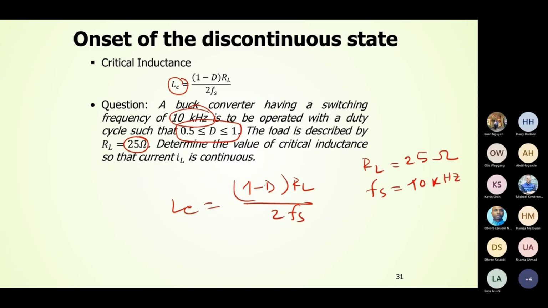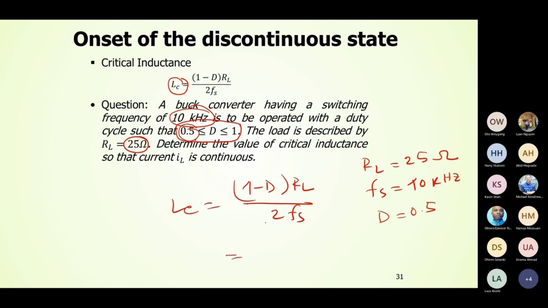Do we know what is the value of D? Any idea, anyone, which value of D we should use? Just take an average. No, 0.75. No, we have to actually take the worst case scenario, which means the lowest value. Okay, so we have to take D equal 0.5. So in the exam, if you see this kind of question, always take the lowest value.